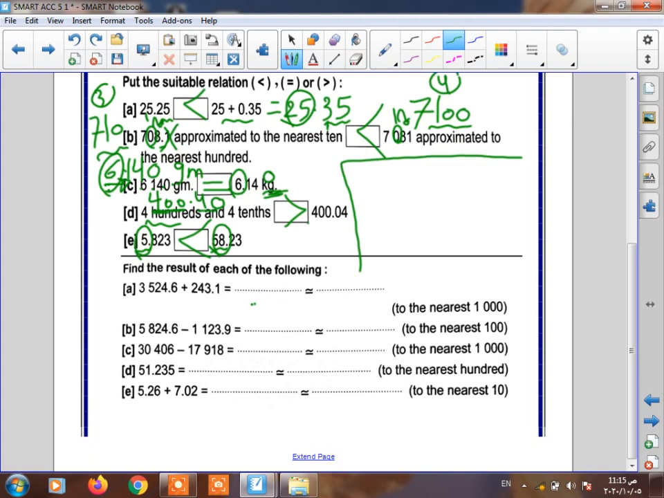I write the first number, 3,524.6. It's so important when arranging the second number. How can I arrange it? I start from the point. Put point under point. Unit under unit. What is the unit here? It's 3. Under 4. What is the tens here? 4. Under 2. What's the hundredths digit here? 2. Put it under 5. Then I go to the decimal. What's the tenths? It's 1. Put it under 6.